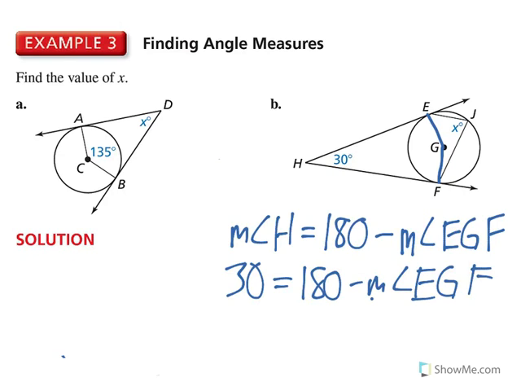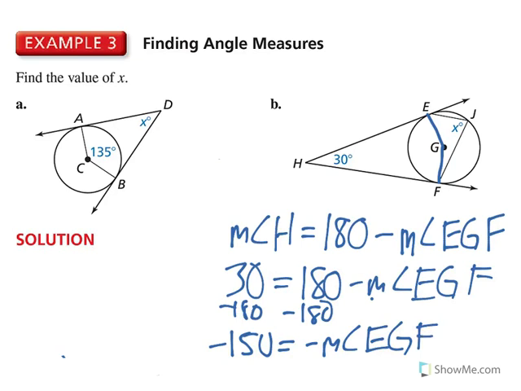I'm going to go ahead and subtract 180. So 180 minus 180, I get 30 minus 180. And so when you subtract those, it's going to give you negative 150 is equal to negative measure of EGF. And if you would have rather put a variable in for that earlier, you could have. Right now it's negative, so I would divide by negative 1 to undo that. And so when I do that, I'm going to get that EGF is actually 150 degrees.